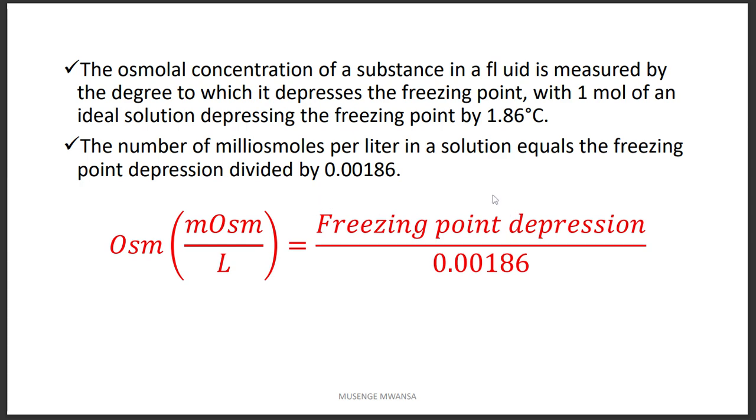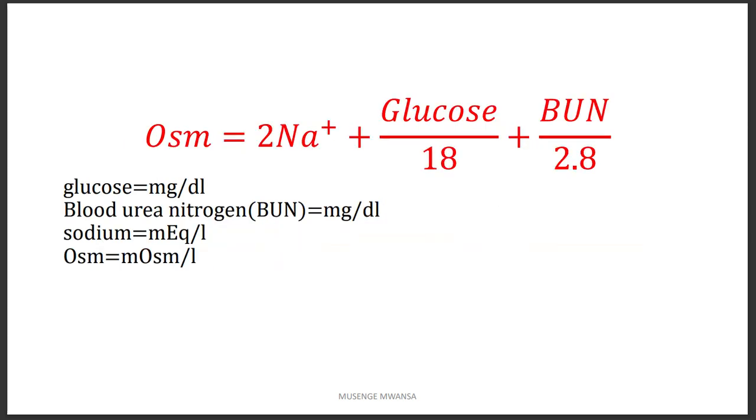And so freezing point depression is negative because it is a drop in temperature. We are also able to calculate the osmolarity of a solution using this formula: 2 multiplied by the concentration of sodium, plus glucose divided by 18, and then plus blood urea nitrogen divided by 2.8. So these are the major contributors of osmolarity. Meaning if I increase the concentration of sodium in solution, I'm going to increase the osmolarity. If I increase the concentration of glucose, I also increase the osmolarity. If I increase blood urea nitrogen, I'm also going to increase the osmolarity.